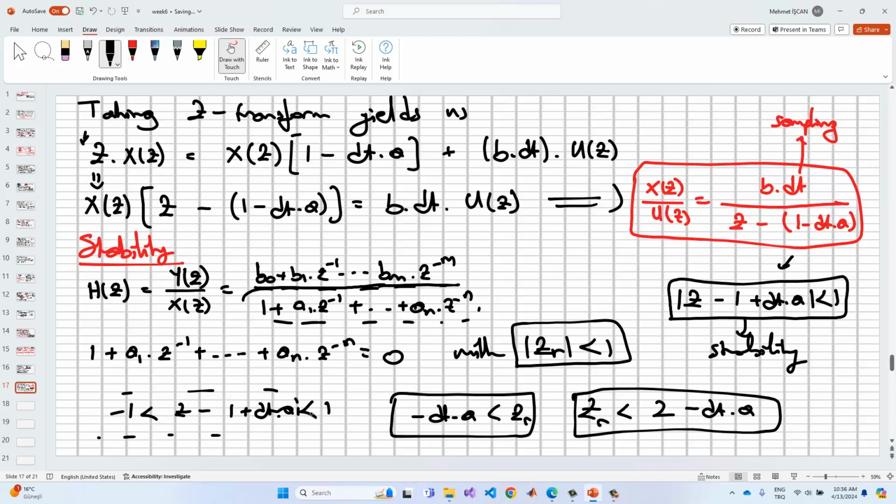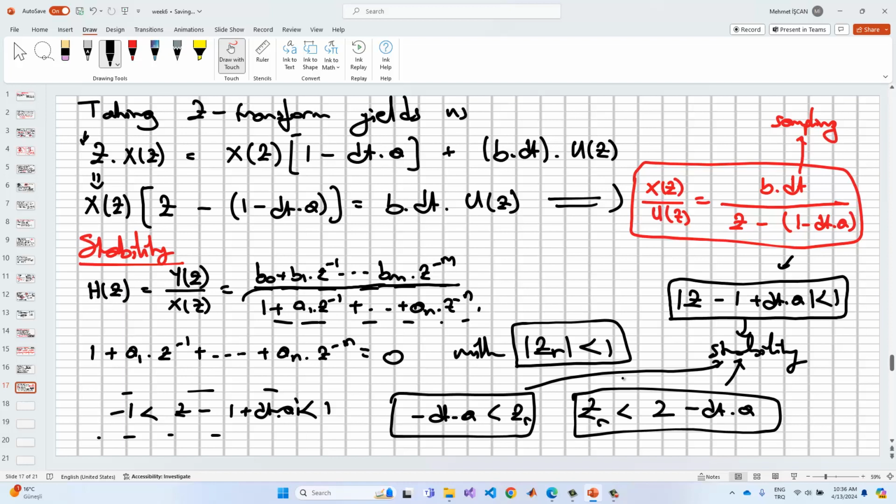Okay, these are the conditions, because if we take this value to the other terms, then we have the other term in here, minus dt times a, smaller than the root of z, and then we can say that our system is stable. Okay, and so that's all for this lesson.